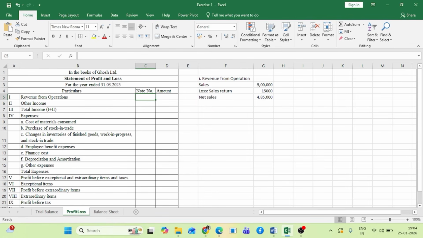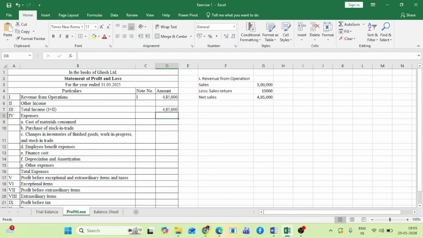So I'm writing down the note number, because I have referred the note number here. Okay, note number 1. So note number 1 is giving me amount of 4,85,000. Okay. Now come to the second one, that is other income. Now in this question, in the trial balance and adjustment, you will not find that there is any other income of the business. So here I'm keeping it blank. So my total income is 4,85,000.